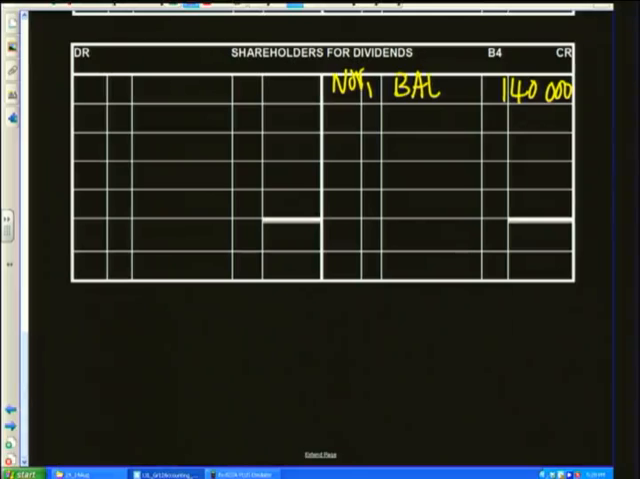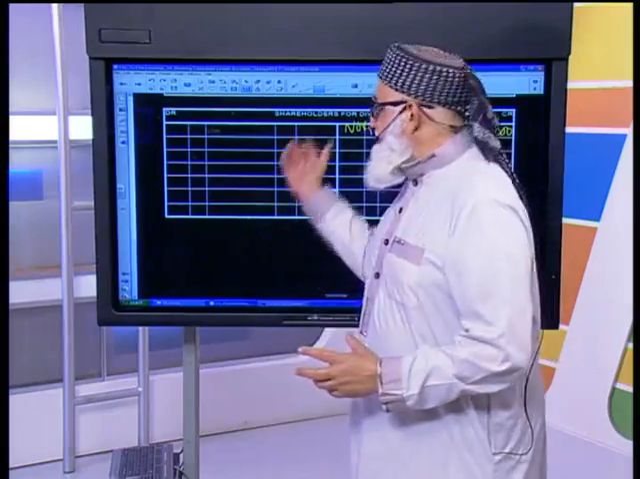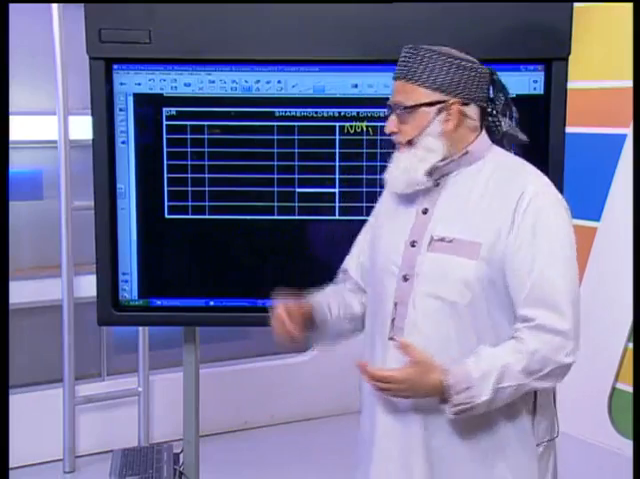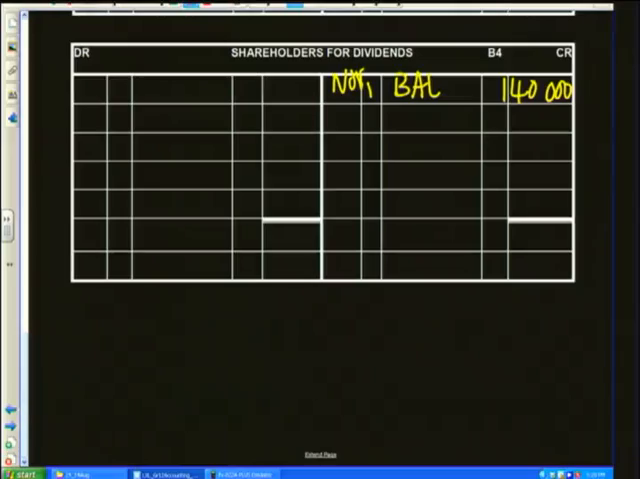However, in the exams, please, an appeal to you, make sure that you complete the account in its entirety. Put in the dates, put in the folio references. It's just now that we're explaining this, that we are taking the shortcut. Do not take the shortcut in the exams. Make sure that you complete the account in its entirety with the dates, the folio references, etc. Okay, so in our case here, my double entry is bank. Therefore, notice that I'm debiting my shareholders for dividends.